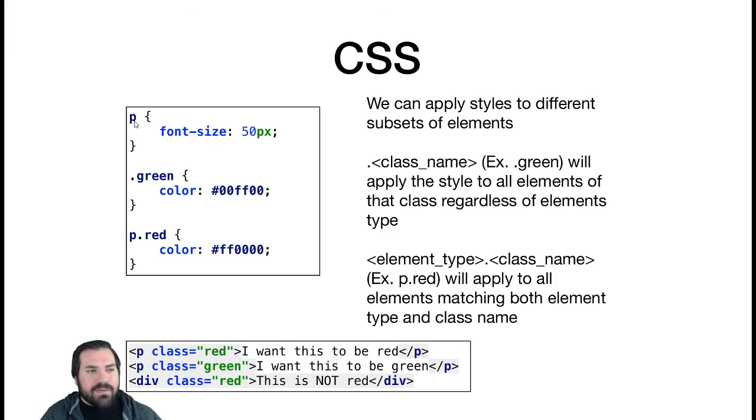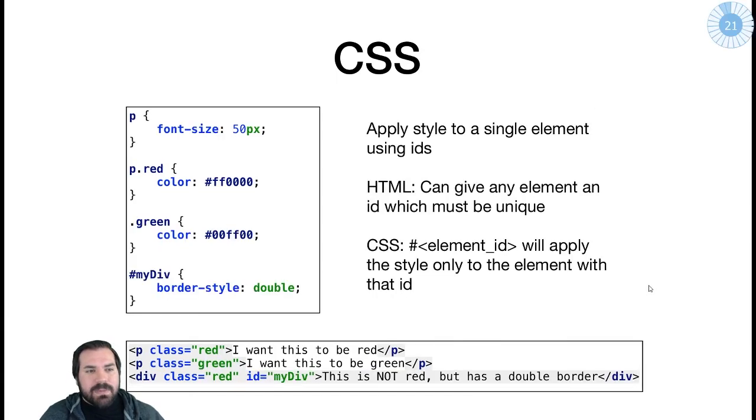And every paragraph, this applies to every paragraph, so both of these paragraphs will have large font. But even if this was a div of class green, then this will be green, because this applies to every element with class green. So again, more flexibility. And one last piece of flexibility, we can also use IDs.